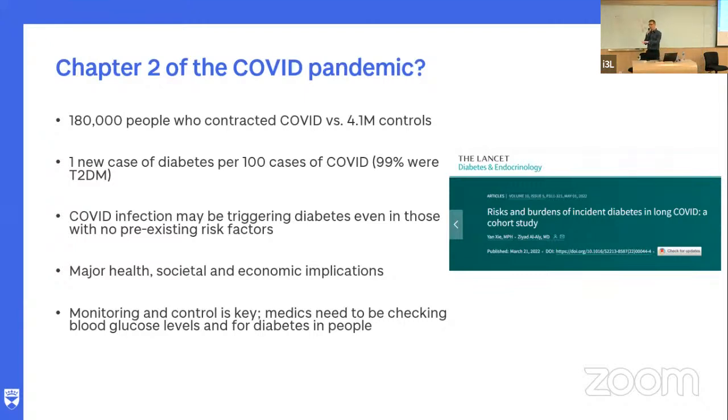We've had a COVID pandemic, and it seems that there is a direct link between COVID infection and developing type 2 diabetes. So again, this is going to have major health, societal, and economic implications. So medics, nurses, it's important that they are checking on individuals that have suffered from COVID, just to make sure that they're not developing type 2 diabetes.